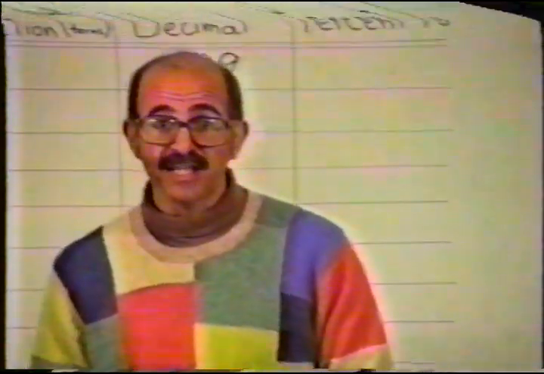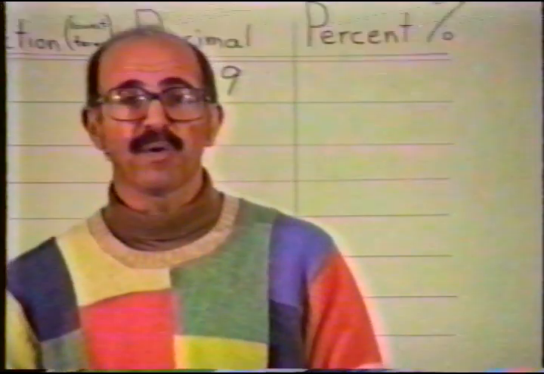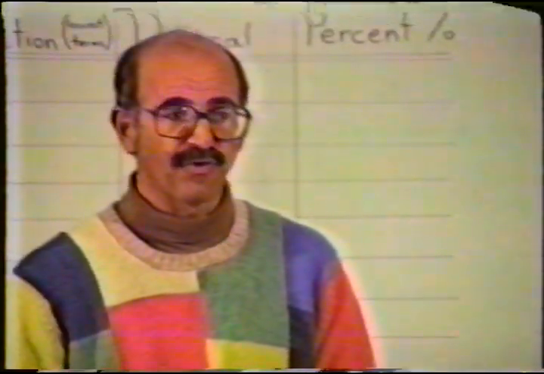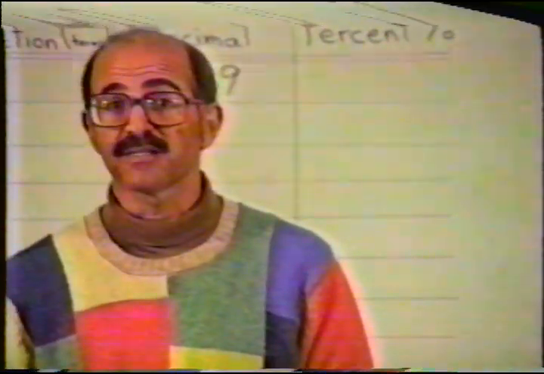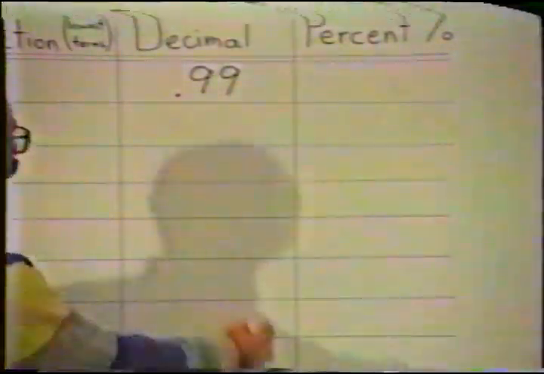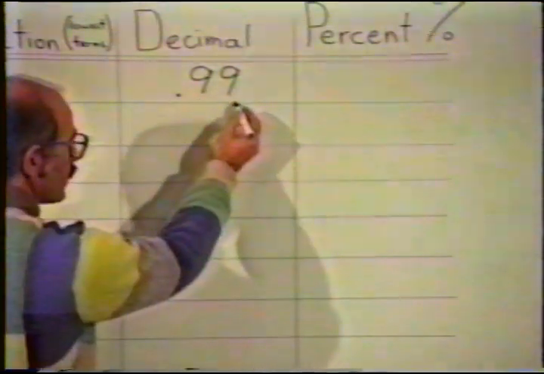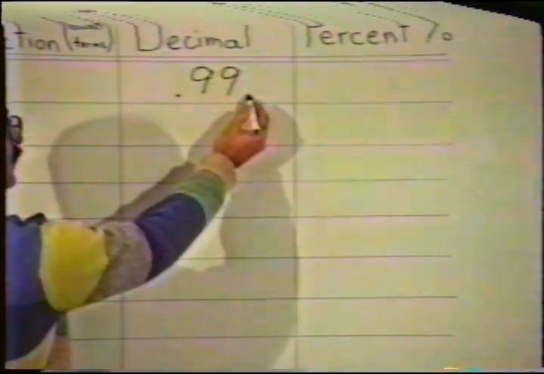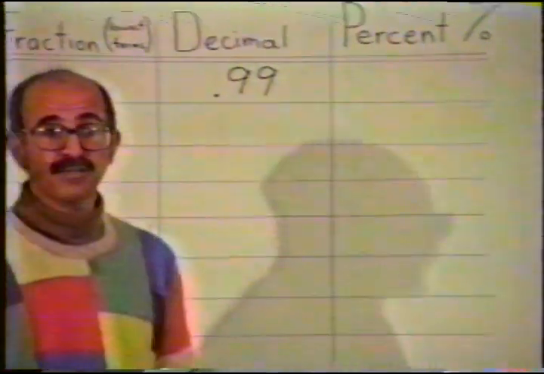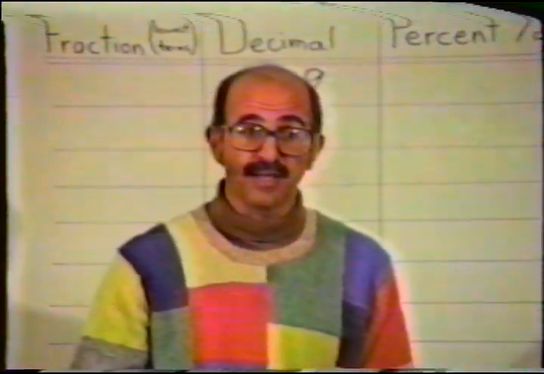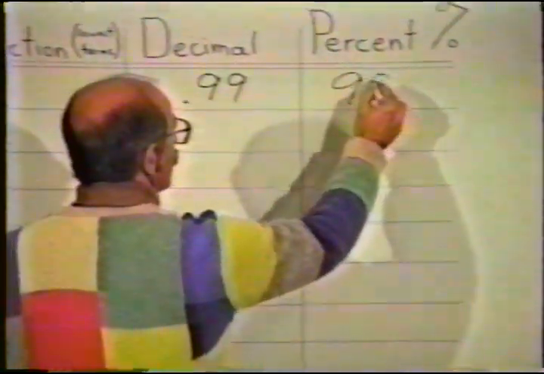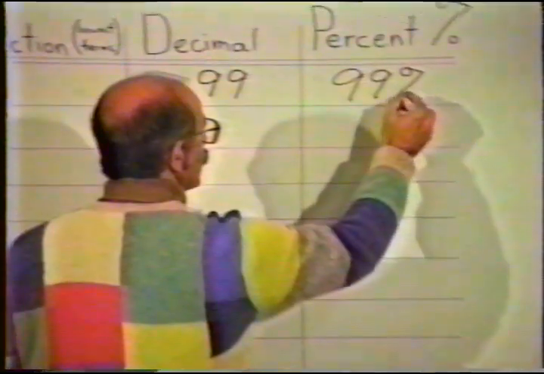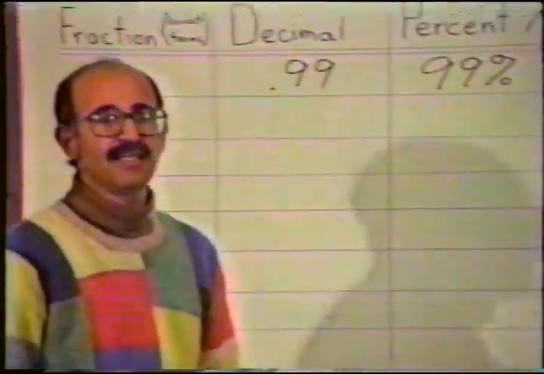In order to change it into a percent, we have to do two things. First, we take the decimal point and move it 2 places to the right. Then we add a percent sign. Move the decimal point 2 places to the right, and it's at the end of the number. And when it's at the end of the number, then we don't need it anymore. It just becomes 99. And then we add the percent sign. 99%.